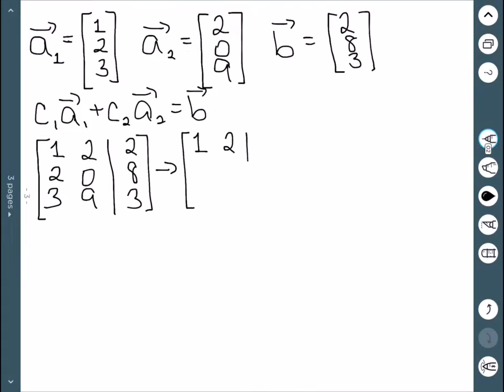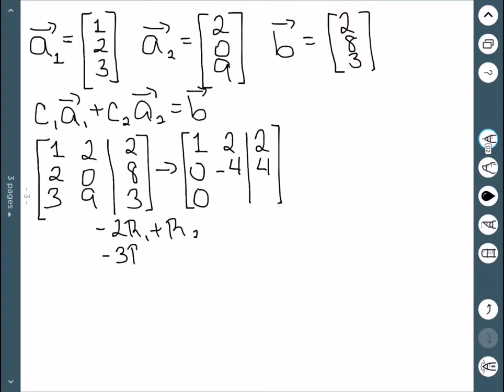We already have a 1 in the first row, first column, so we'll work on getting zeros below it. For the first one, I need to do -2 row 1 plus row 2. When I do this, that gives me -2 plus 2 is 0, -4 plus 0 is -4, and -4 plus 8 is 4. To get the 0 in the third spot, I need to do -3 row 1 plus row 3. So -3 plus 3 is 0. -6 plus 9 is 3. And then finally, -6 plus 3 is -3.